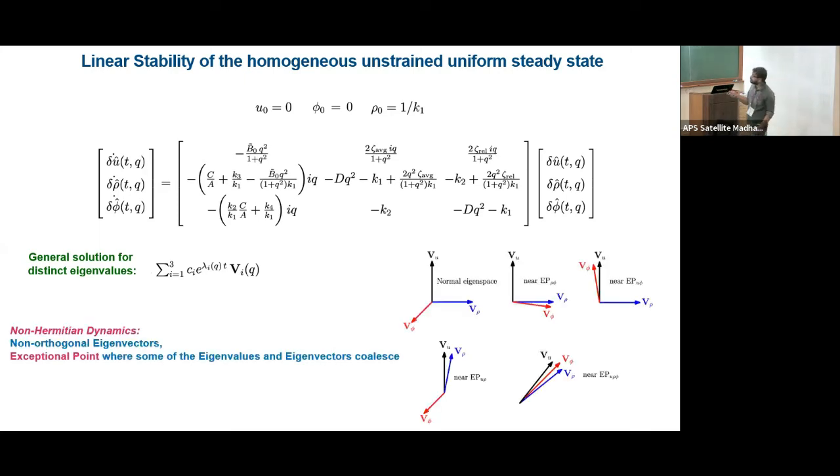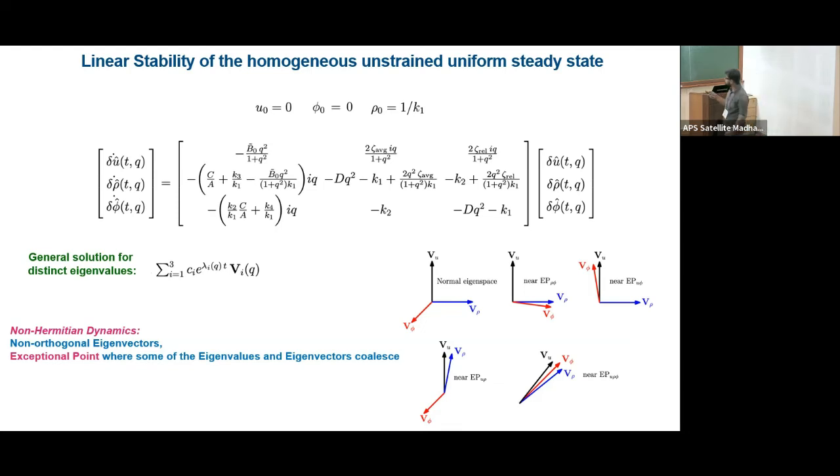Non-Hermitian dynamics means we have non-orthogonal eigenvectors, so there will be cases when some of the eigenvectors may collapse onto each other and the eigenvalues also coincide. This brings in an interesting picture in this whole story, because in usual Hermitian dynamics we are restricted to only the normal eigenspace.